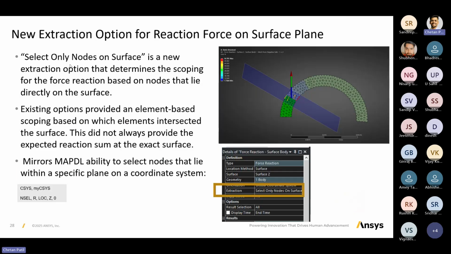Then a new extraction option for the force reaction on the surface plane has been newly added. So you can plot the force reactions on the surface planes wherever you want to select. That extraction has been included in the post-processing part of the force reaction, where you can select the only nodes on surfaces option to visualize the results on the particular surface that you are interested in.